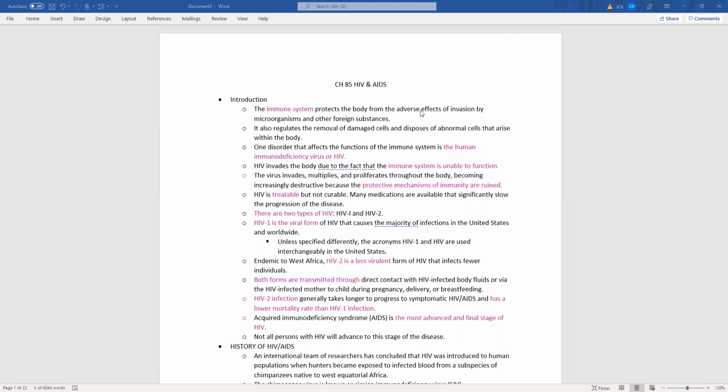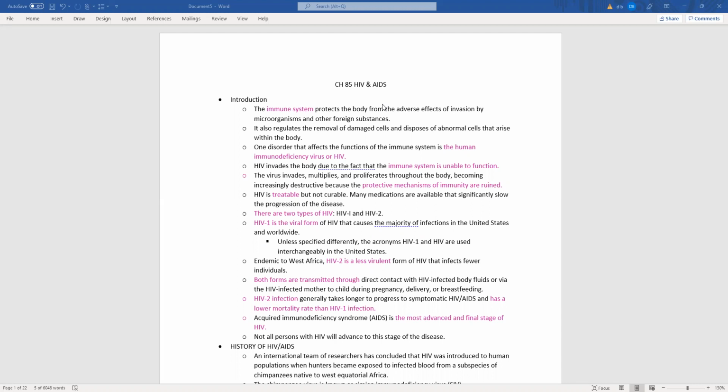The introduction. So, what do we know about HIV? Well, first of all, we know the immune system. It protects the body from adverse effects of invasions by microorganisms and other foreign substances. It also regulates the removal of damaged cells and disposes of abnormal cells that arise within the body.